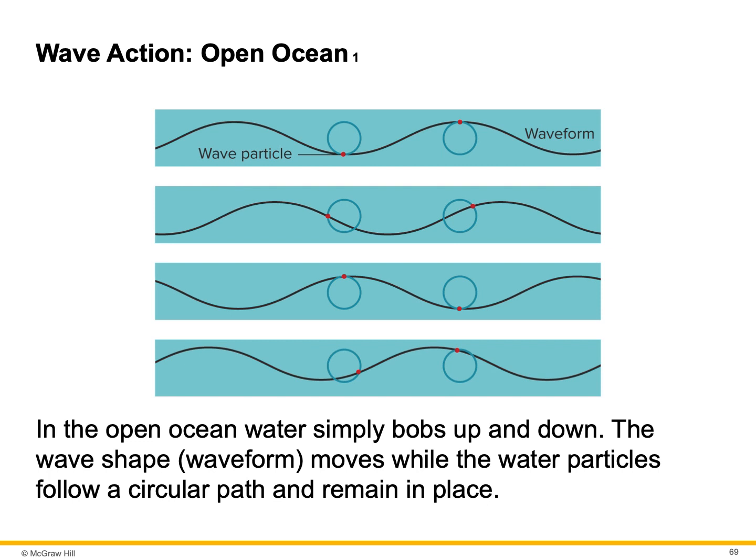In the open ocean, water simply bobs up and down. The wave shape, or the form, moves while the water particles follow a circular path and remain in place.